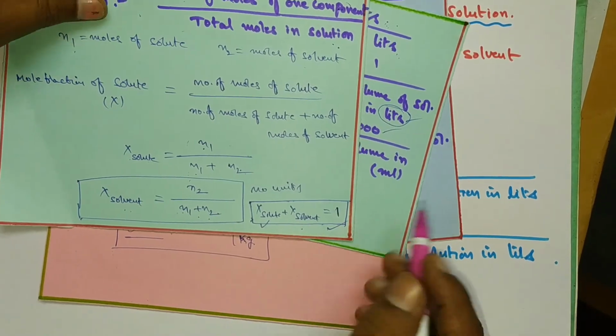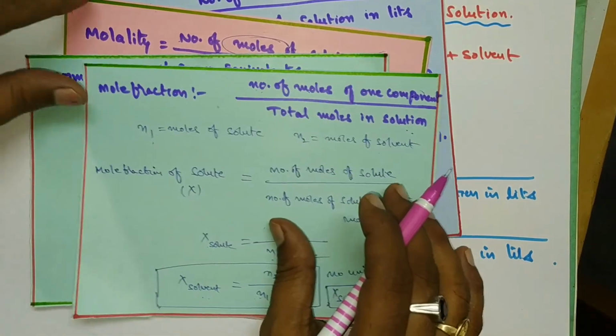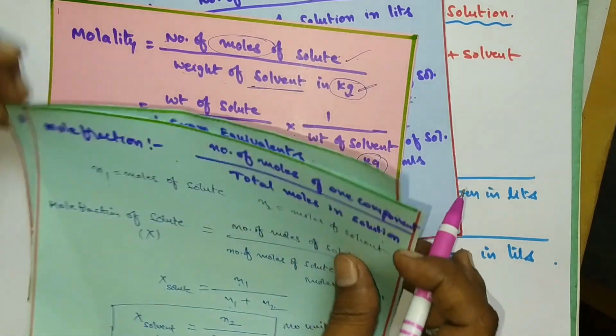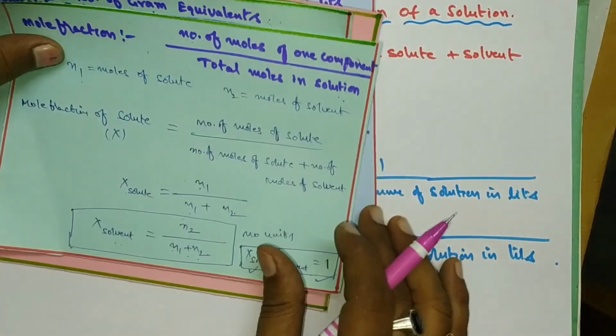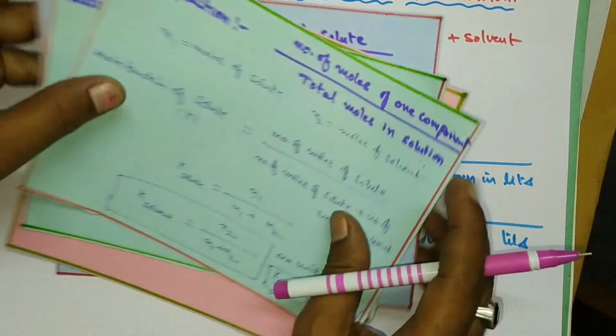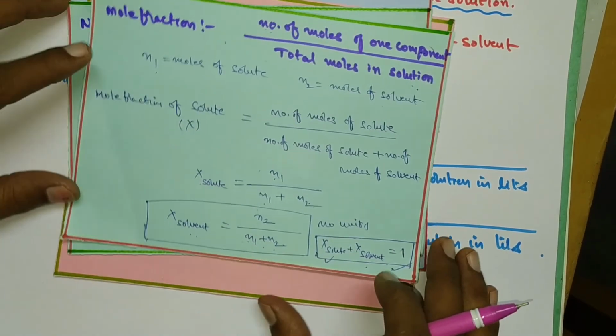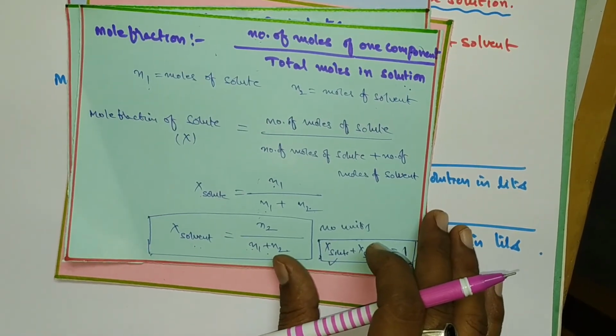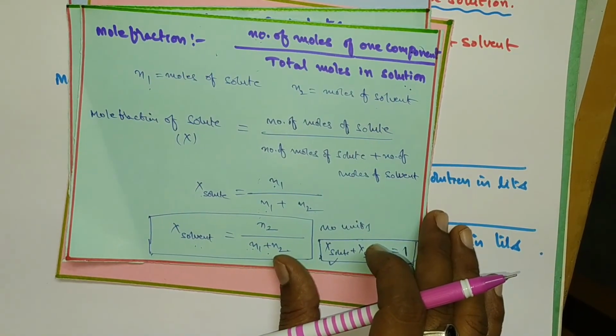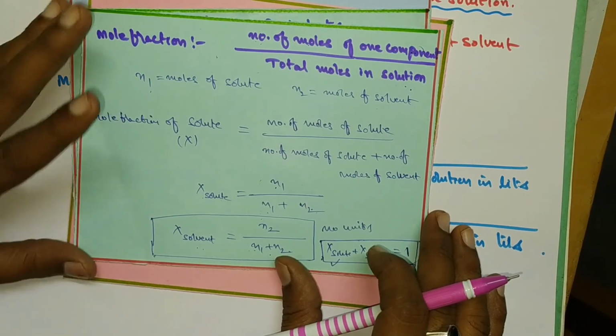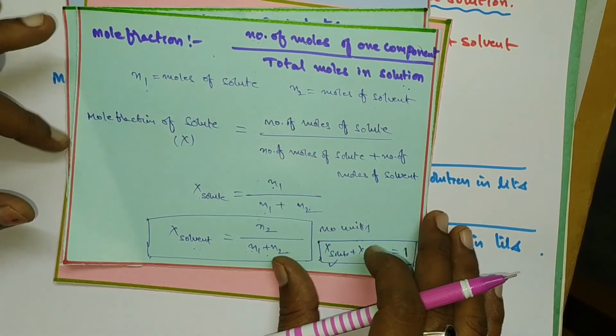So these are the different definitions for different methods of expression of concentration, like molarity, normality and mole fraction. In the next video we will discuss how molarity and normality are calculated using suitable formulas, and what the interconversions are among molarity, normality and mole fraction.